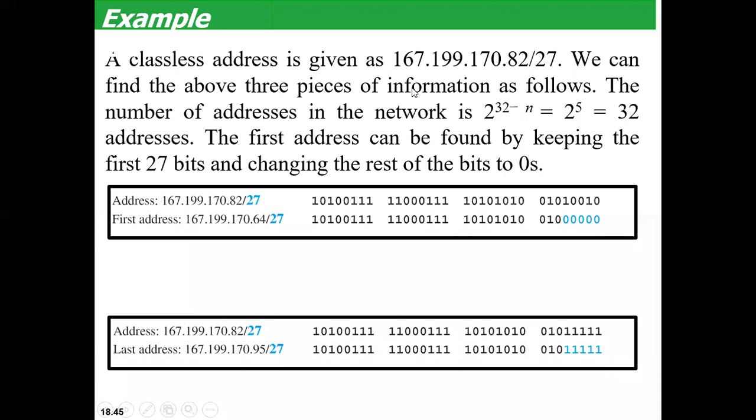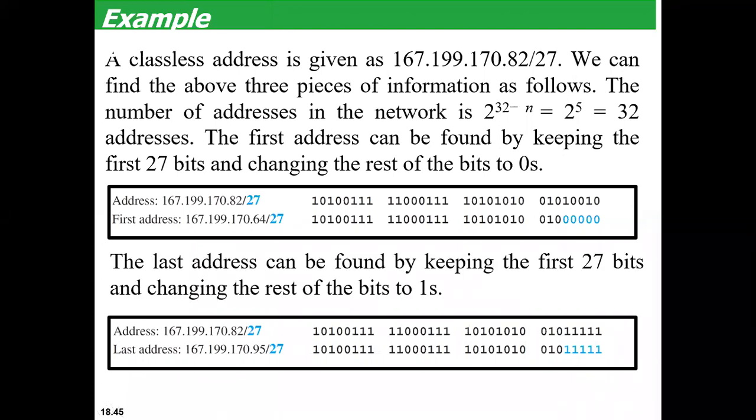Is this clear? If any address is given, you should be able to derive the total number of addresses using this formula, 2 power 32 minus n. What is this n? N is the prefix length, which is given in the address itself. To derive the first address, keep the leftmost n bits as they are and fill the remaining bits with 0. For the last address, keep the first n bits as they are and fill the remaining 32 minus n bits with ones. Is this concept clear?